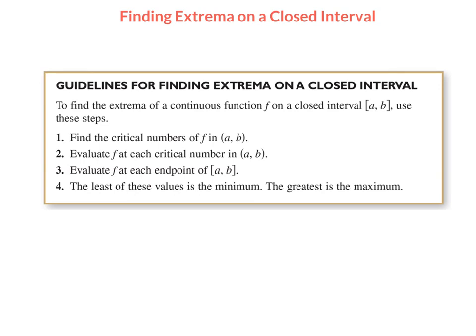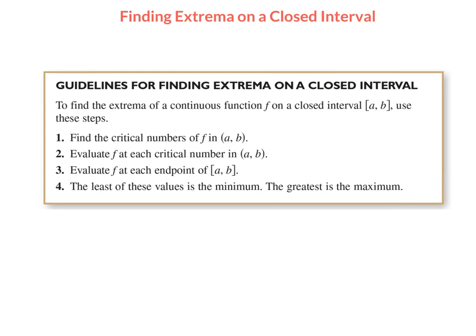So here are the 4 major guidelines for finding extrema on a closed interval, especially if you are looking to do this algebraically, either with or without a graph to help you. So if you have a function on a closed interval from a to b, you're going to first find the critical numbers. So you're going to have to take the derivative and then set that equal to 0 to see if you can actually find the critical number there. And then you're going to evaluate f at each critical number in that interval. And then you must evaluate it at each endpoint because they could be extrema themselves. And then at least one of those values is the minimum and the greatest is the maximum.